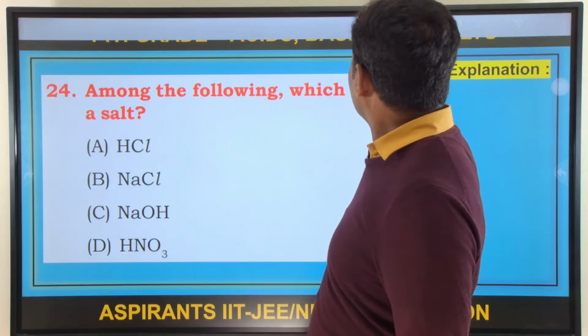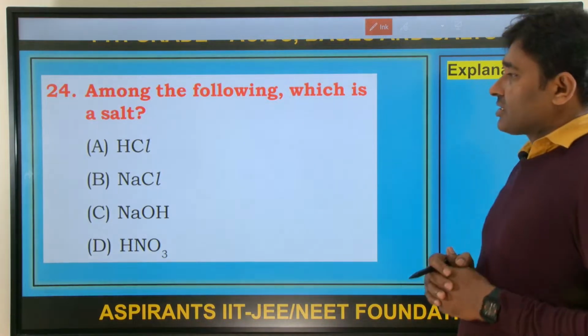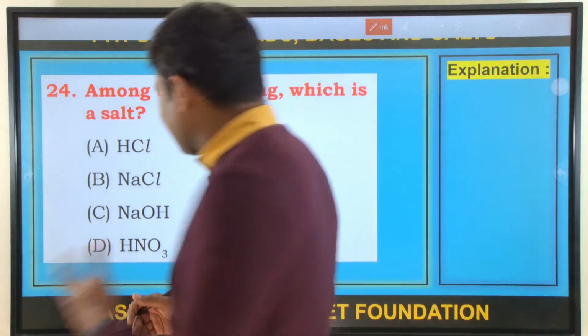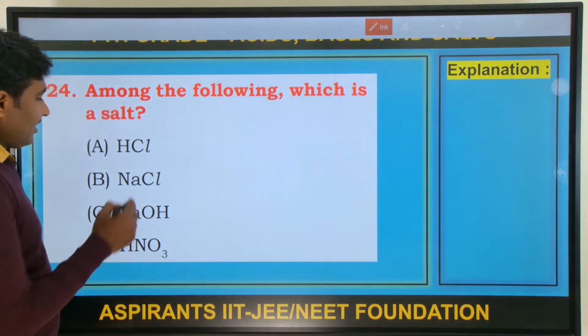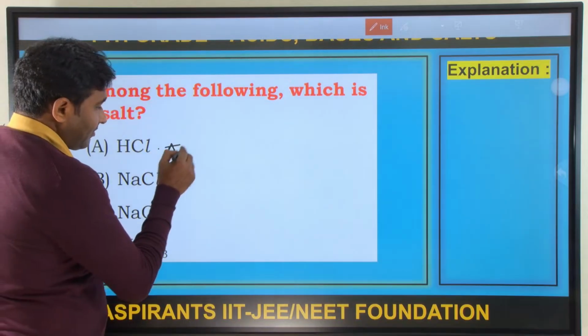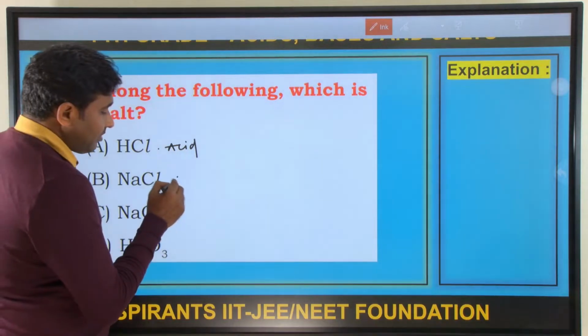Now we go to the 24th question. Among the following, which is a salt? Once you see this, HCl is what? Mineral acid, hydrochloric acid. This is an acid. NaCl is sodium chloride, nothing but salt.